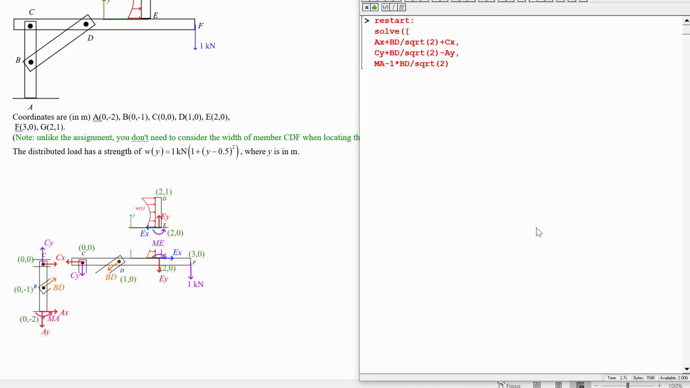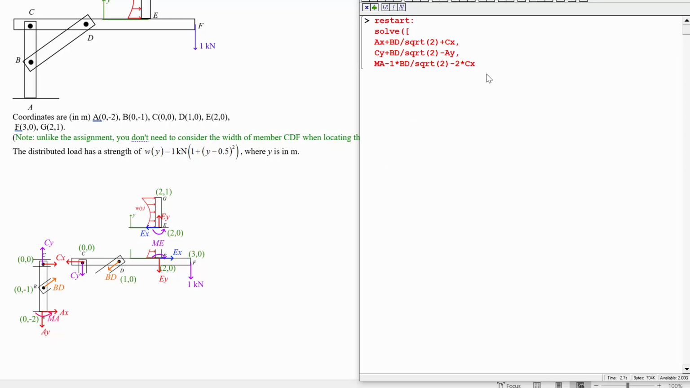Minus BD over square root 2 minus CX times 2. Now, just as a check, if these were both positive, then you would need MA to be positive as well, and that makes sense. So the more positive CX and BD are, the more positive MA needs to be as well to counteract it. It agrees with what we have in the picture, so the equation looks good.